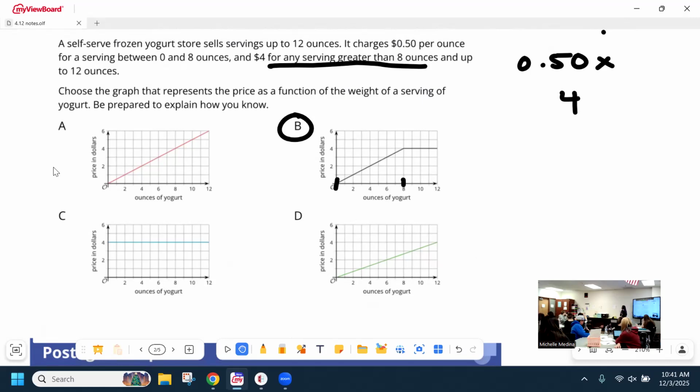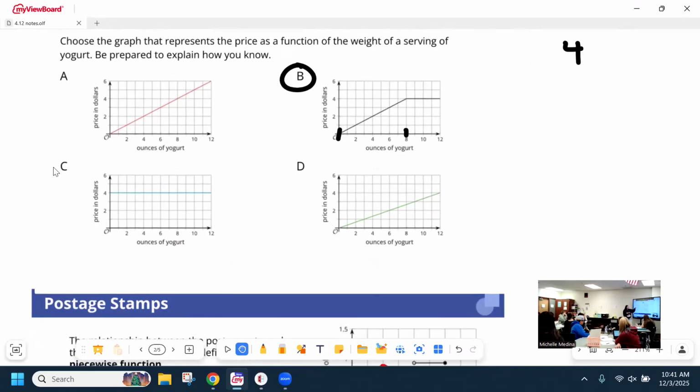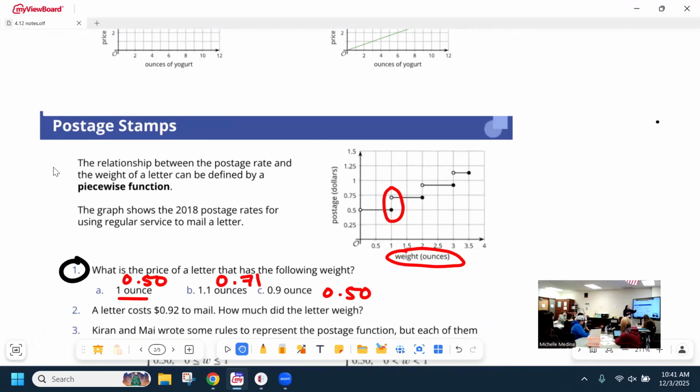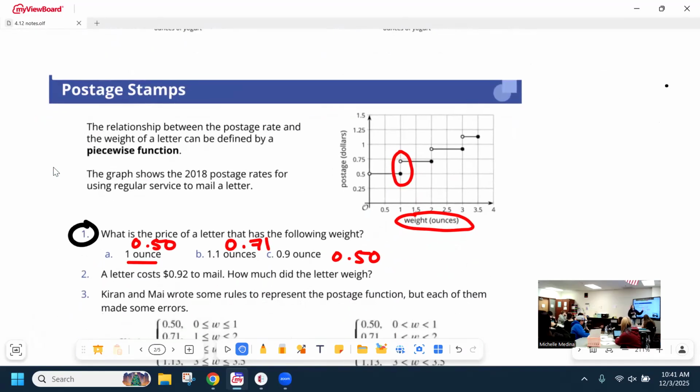Does that make sense? So piecewise functions can look like this, where it's like different pieces put together. But I feel like most of the time, they look like this. Not all of the time, but most of the time, they look like these little dumbbells. Because like we said, there's only one price for a certain amount. And that's shown by the open versus closed circles. So keep that in mind when we do the next example.